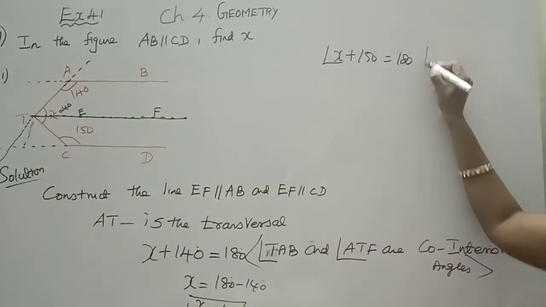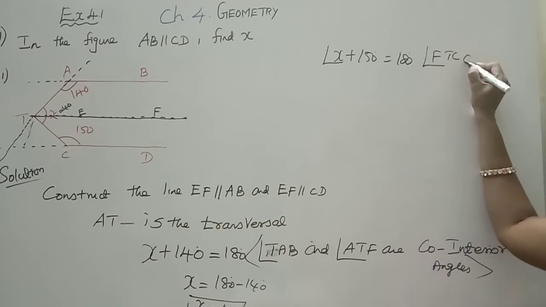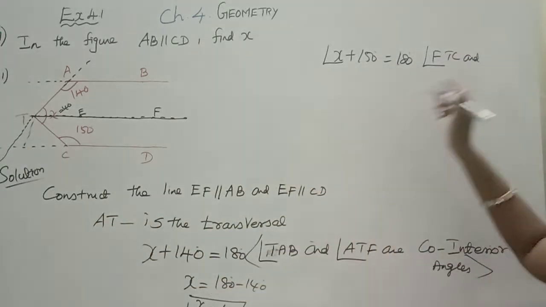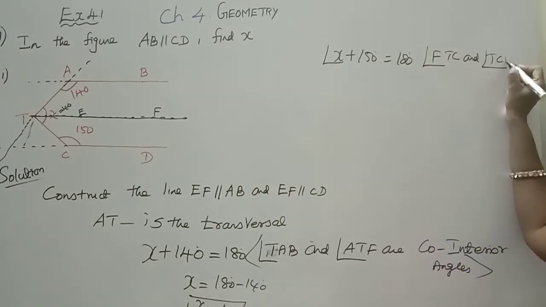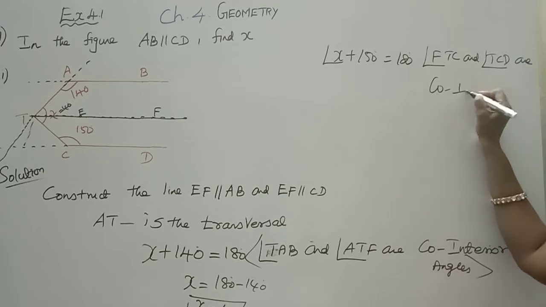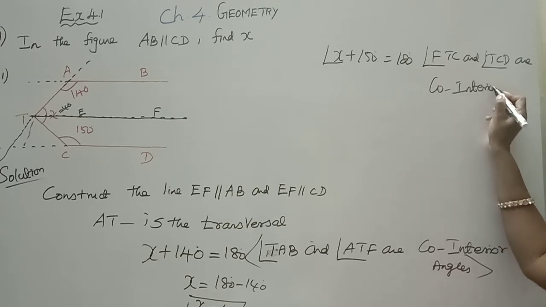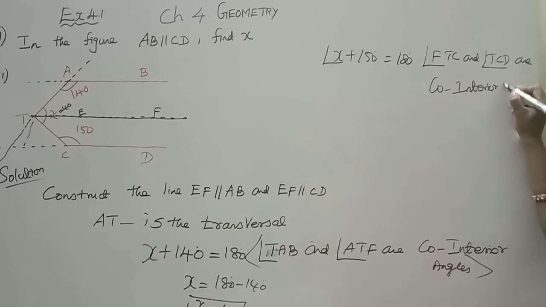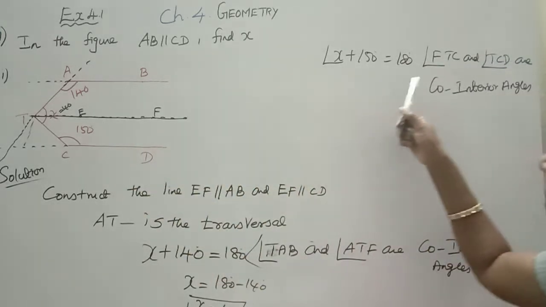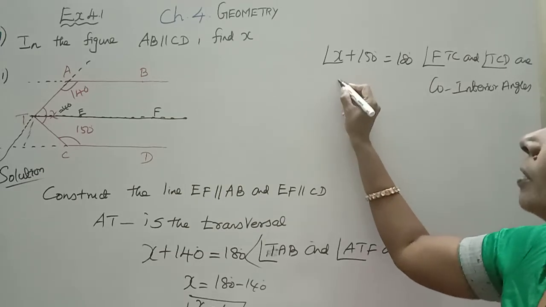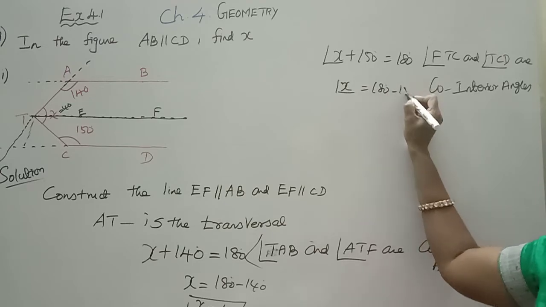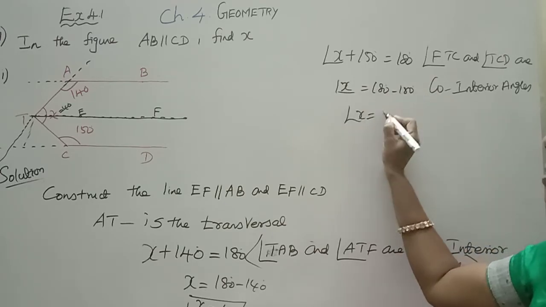Angle FTC and angle TCD are what angles? Interior angles. What interior angle? Co-interior angle. Their sum will be equal to 180 degrees. So I took angle x plus angle 150 equal to 180 degrees, which means x is equal to 180 minus 150. Here angle x is equal to 30 degrees.